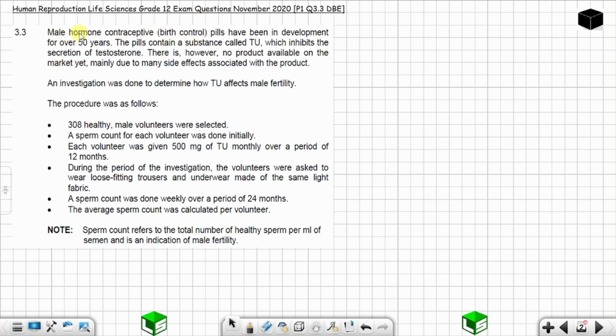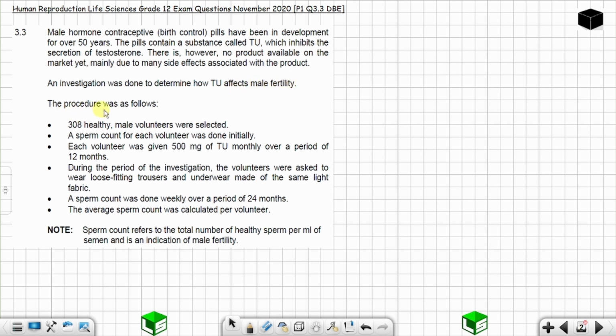Okay, male hormone contraceptive pills have been in development for over 50 years. The pills contain a substance called TU, which inhibits the secretion of testosterone. There is, however, no product available on the market yet, mainly due to many side effects associated with the product. An investigation was done to determine how TU affects male fertility.